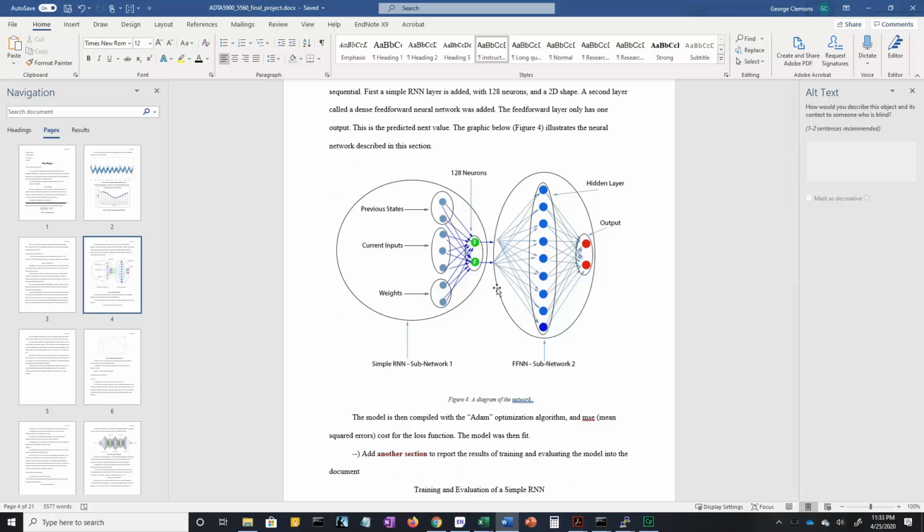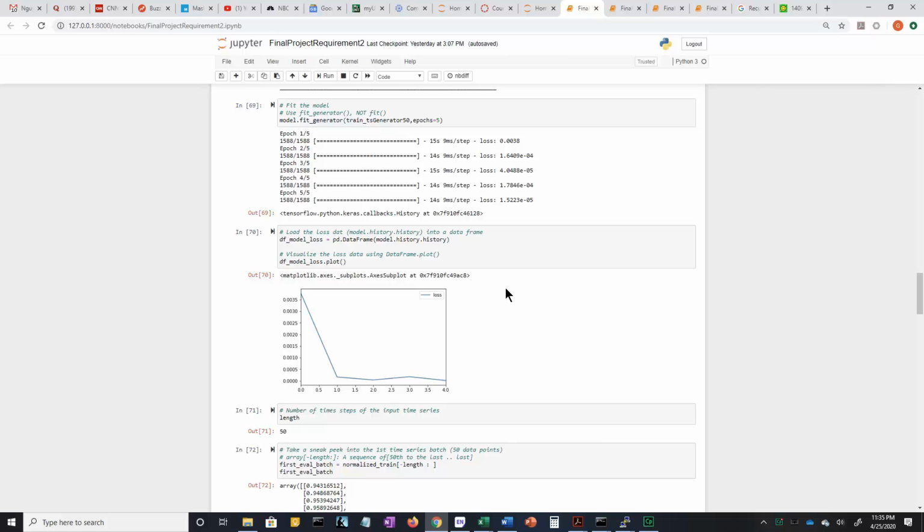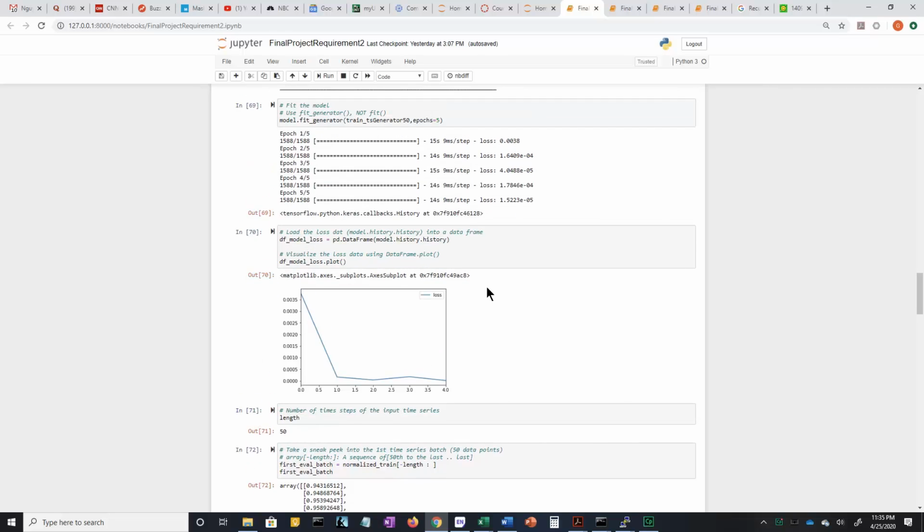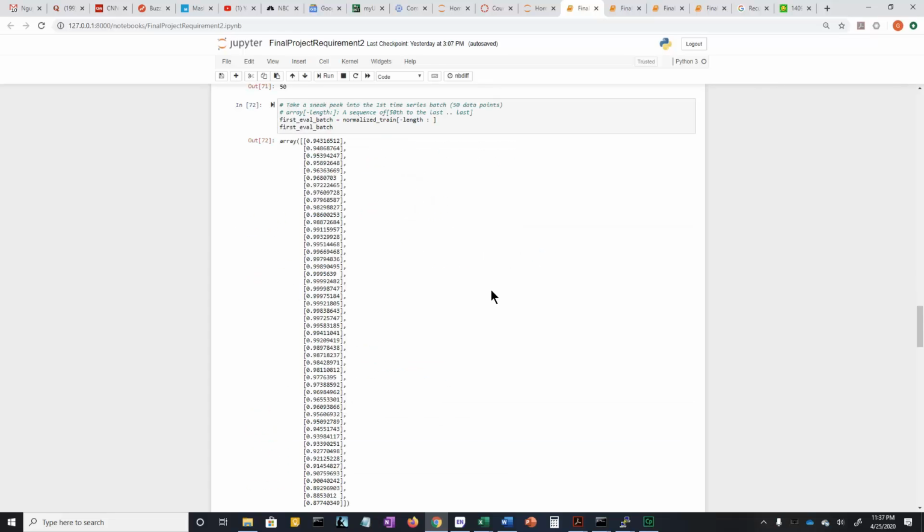The model is then compiled with the ADAM optimization algorithm and the mean squared error cost for the loss function. The model is then fit. The training dataset was trained for 5 epochs. The performance of the model was then visualized. The visualization shows the range of loss. The loss fell quickly after the first epoch. The model was then evaluated.